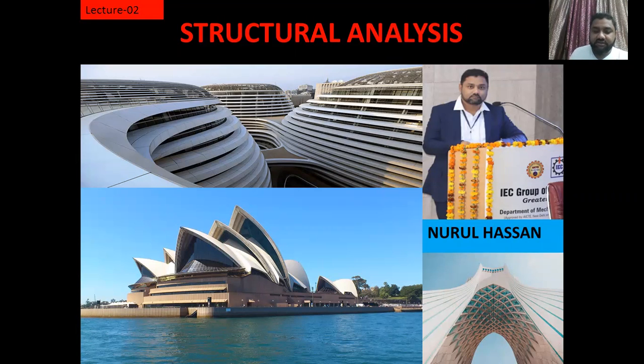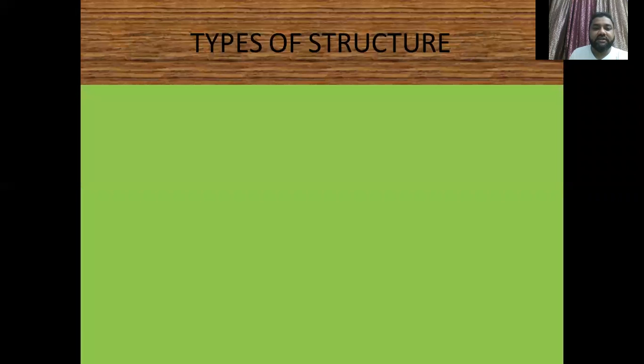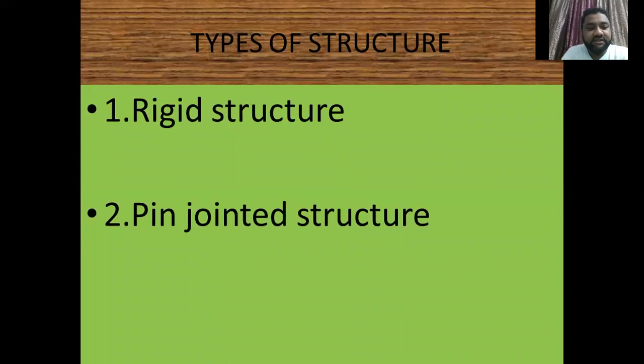So, basically, the structure is categorized in two ways. One is called the rigid structure and another is called pin jointed structure. Now there are different elements that are used in the structure, like beams, like columns, like arches, like cables, like members. These are the elements that are used in structures.